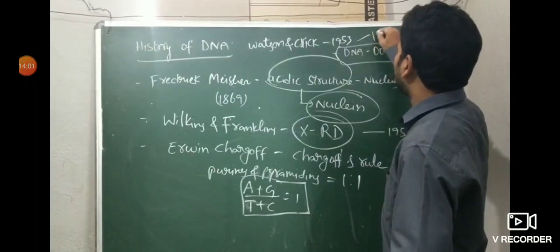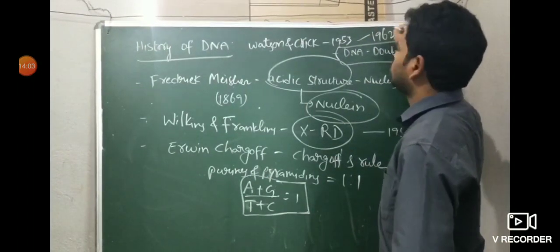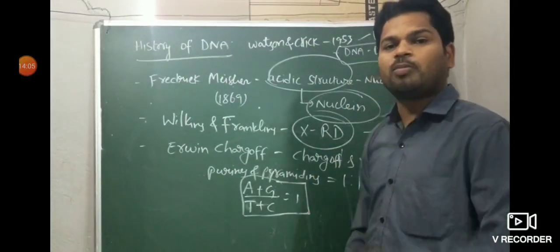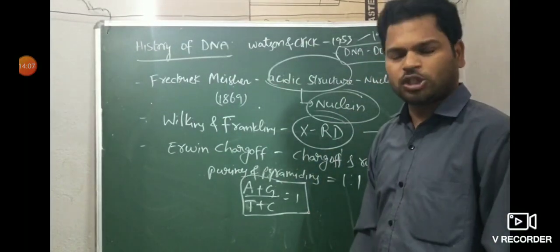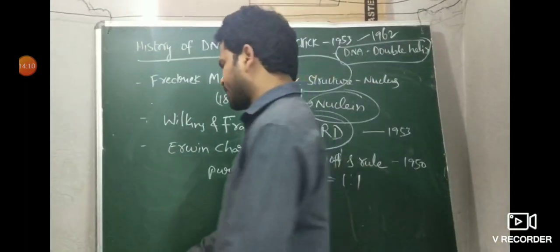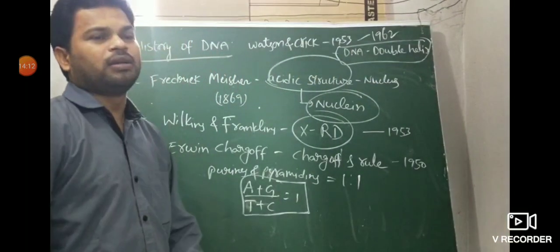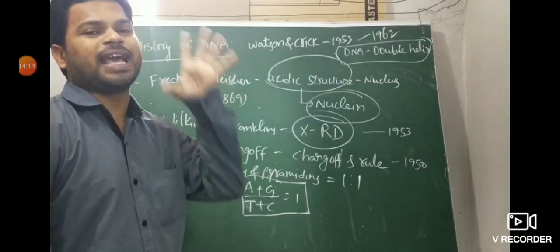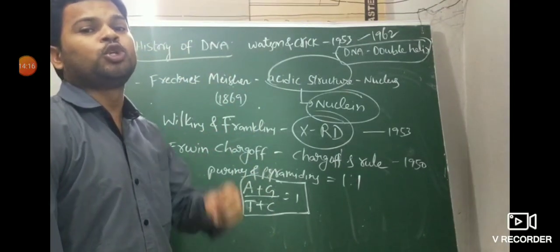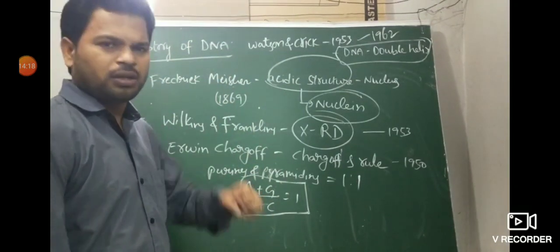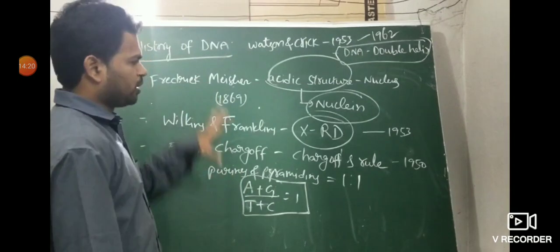For that they got the Nobel Prize in 1962. So Watson and Crick got the Nobel Prize in 1962. And one more scientist, Altman, gave the name nucleic acids. Additional information about this.